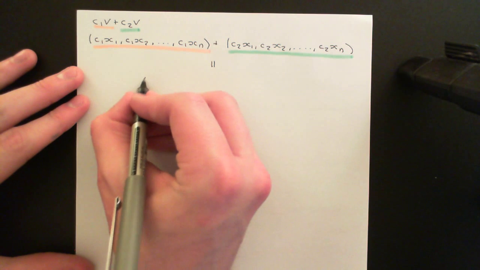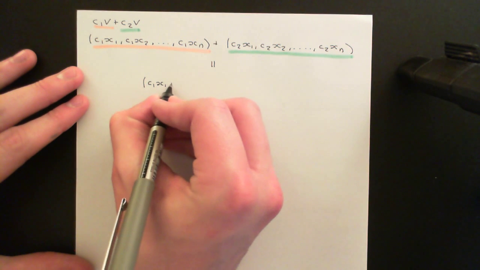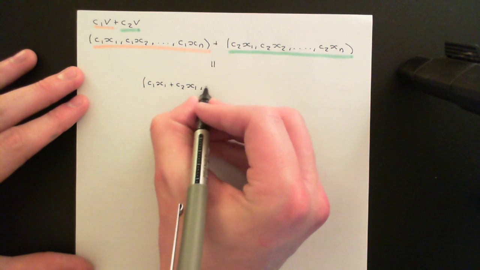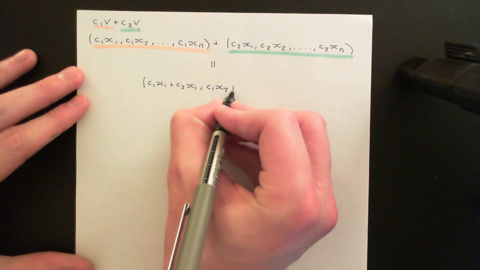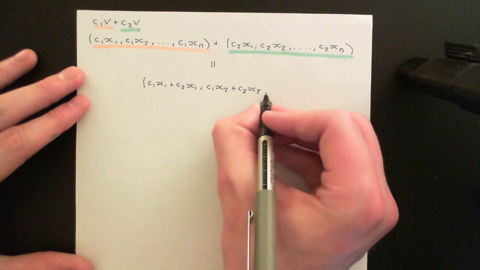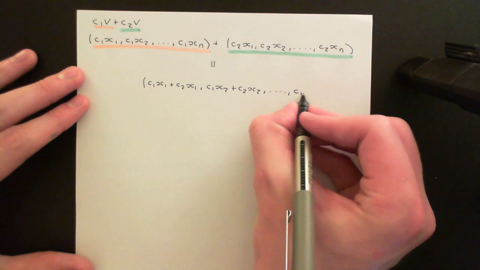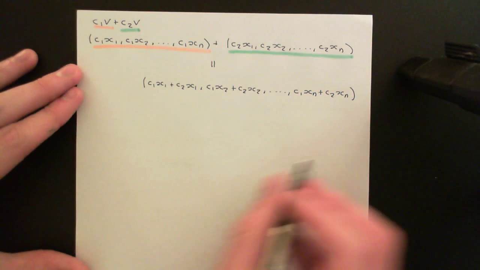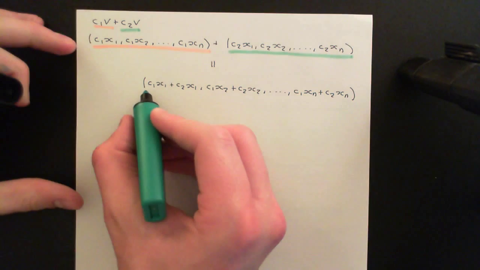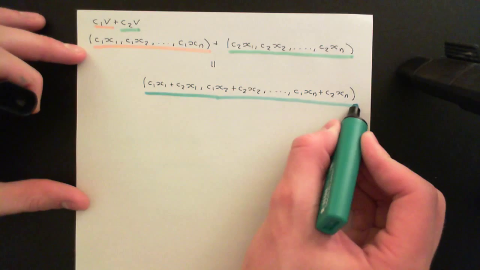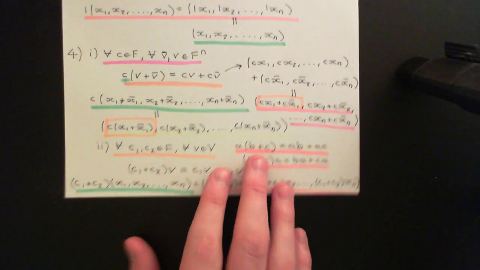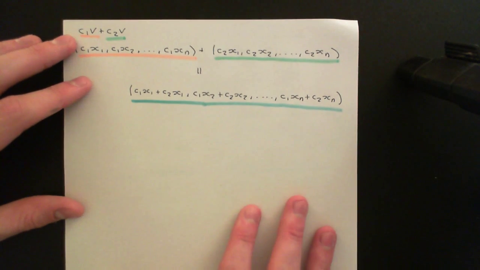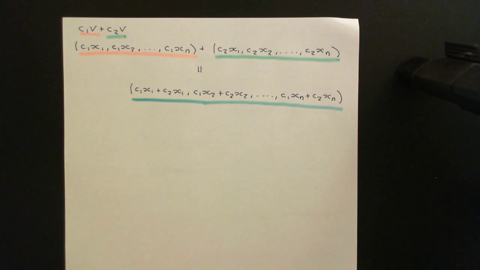Okay, and of course we do this component wise, so we'll end up with C1 x1 plus C2 x1, and then C1 x2 plus C2 x2 as our second component, and then it will continue on all the way up to C1 xn plus C2 xn as our nth component. So this will then be the answer, and this is exactly what you would get if you took that other thing and expanded it using right distributivity in the field. So indeed those two vectors are the same, and part 2 of axiom number 4, distributivity, is satisfied.